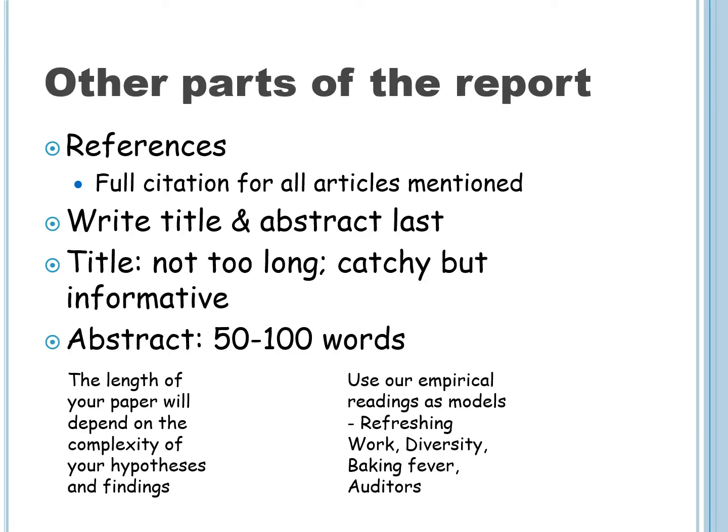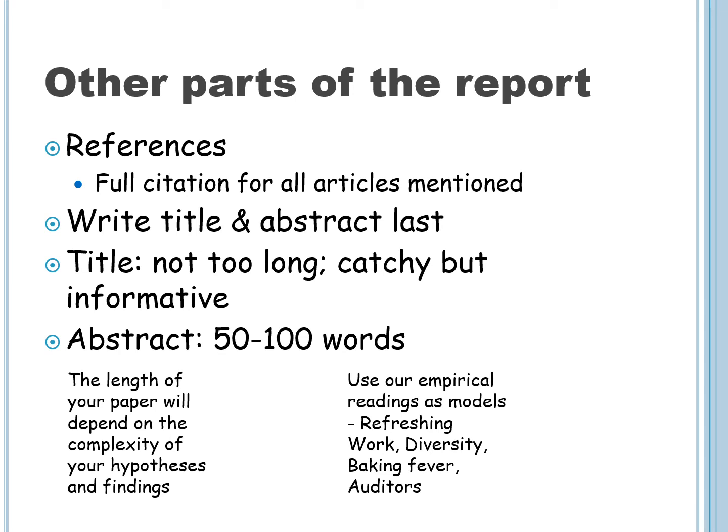Other parts of the report: references. You want to give the full citation for all articles mentioned. So again, give that in whatever format it is. Do not just provide library links to it. If you're using APA style, you're going to have all authors' last names and initials, the year that it was published, the title, the journal, and volume number or pages. That's what you're going to have. You can provide the DOI and a URL if you want to.